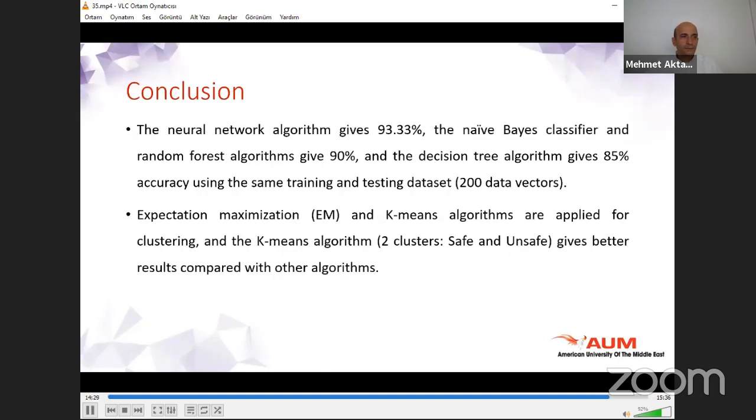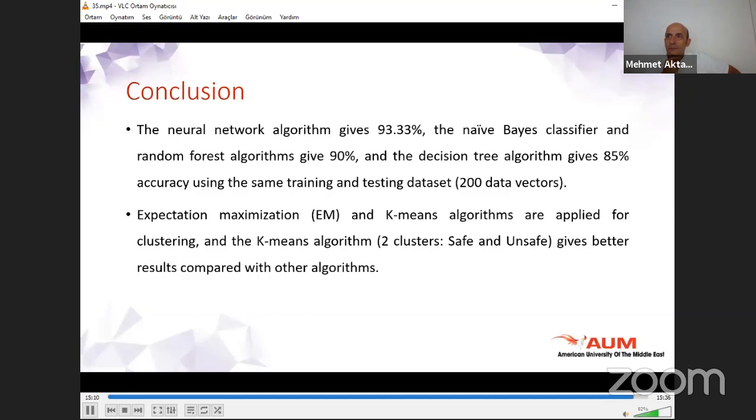From our analysis, the neural network algorithm gives a better result compared with the other three algorithms in terms of accuracy in classifying the data. The neural network gives 93.33% accuracy, whereas naive Bayes and random forest give 90% accuracy. But the decision tree is just 85% accurate. We use 200 data vectors, and for all these algorithms, we use the same training and testing data set.